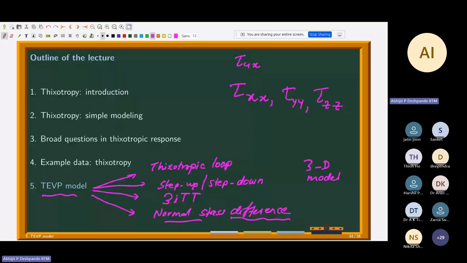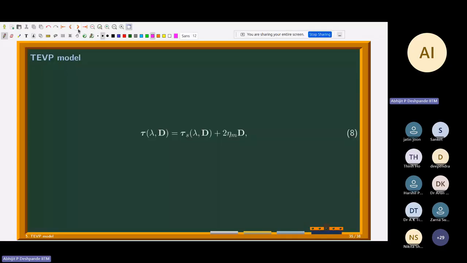So when we are looking at a thixotropic material like what we have studied, we see that viscoelasticity and thixotropy are both together. And so we can measure loop, we can measure step up, step down, we can measure 3ITT, and we can also look at normal stress differences.